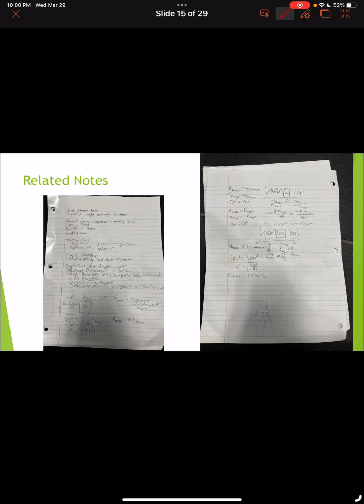So that's my test corrections for simple harmonic motion. Oh, and here's some related notes for that last question.